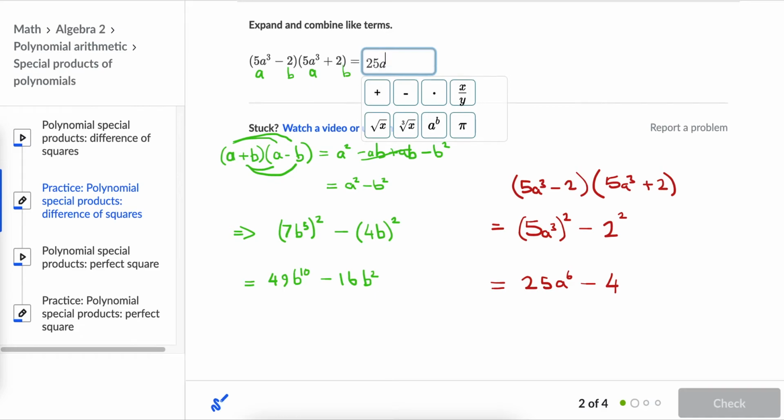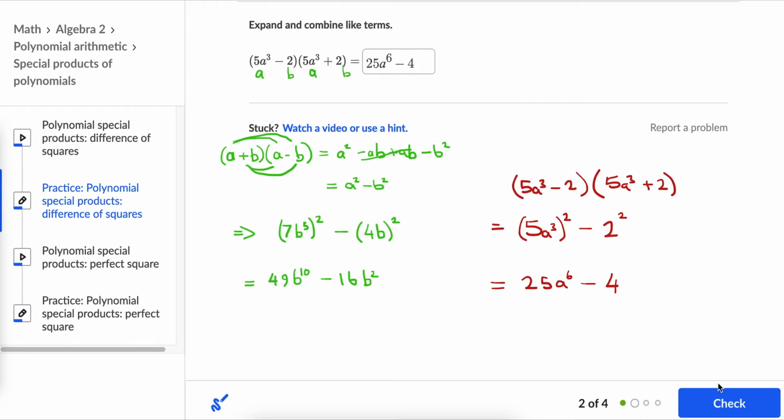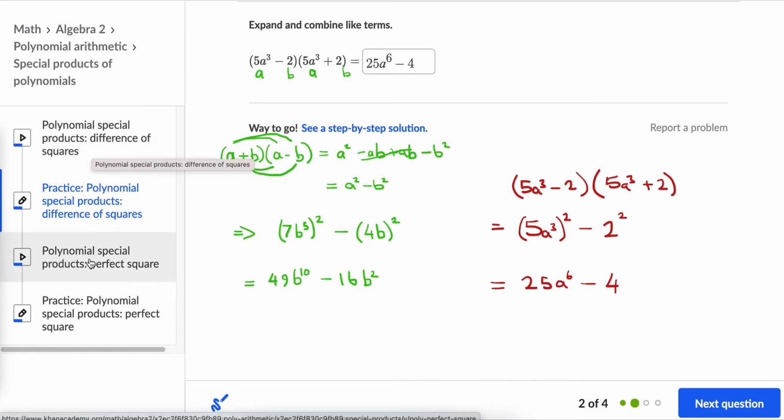Let's move on to the perfect square. The perfect square is a very slightly different rule. And of course, you've got videos right here that can help you go through them in pretty much the same way as what I'm doing for you.